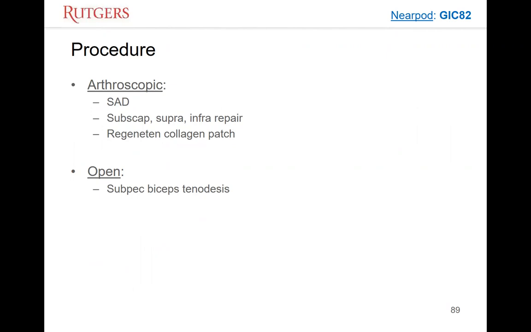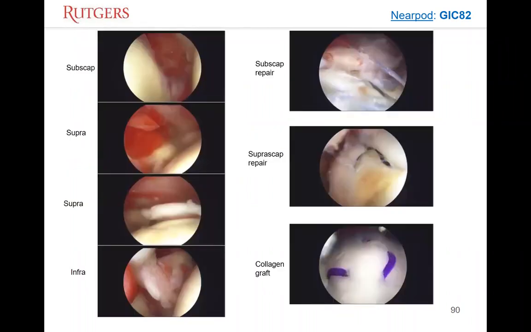However, the rotator cuff footprint was medialized 5 millimeters to reduce tension and was partially uncovered. So a collagen patch graft was applied to aid in healing. Subpectoral tenodesis was also performed for the biceps. These are just some intraoperative images showing the massive tear and the eventual subscap, supraspinatus, and collagen graft.